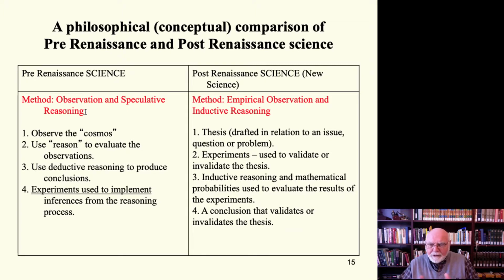That's the role of inductive reasoning and mathematical probabilities that are involved. So the conclusion is validated or invalid. The thesis is either validated or invalidated by these experiments. And that's the way we have been taught science and the way we do science, and it's the new scientific method.